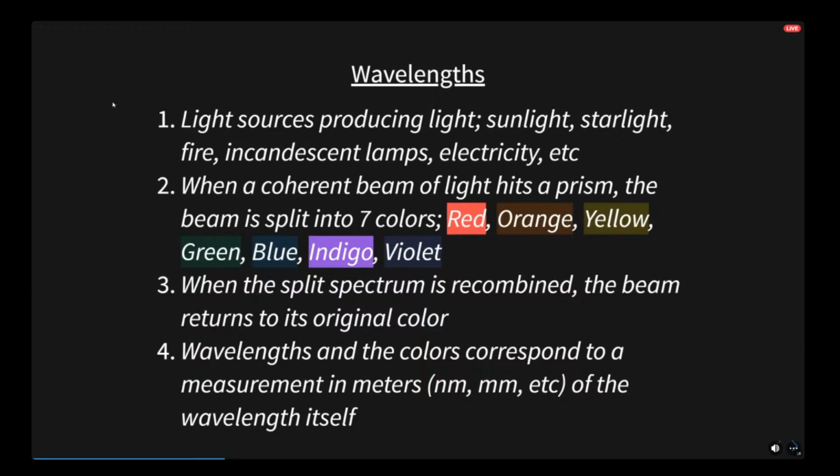Okay, so we have wavelengths that produce light sources producing light. We got sunlight, starlight, incandescent lamps, electricity, etc. When a coherent beam of light is split by a prism, it splits into 7 colors: red, orange, yellow, green, blue, indigo, and violet. When it's split into a spectrum, it can be recombined into its original color. The wavelengths and colors correspond to measurements in temperature, nanometers, millimeters, etc., and the wavelength itself.